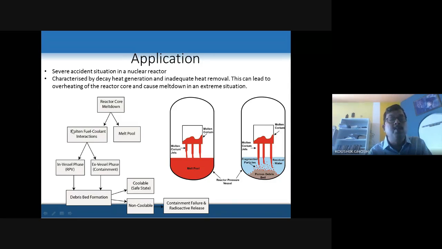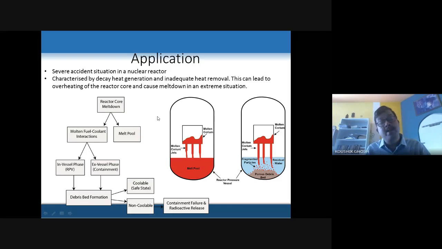This phenomenon is called molten fuel coolant interaction or molten particle coolant interaction. There is a melt pool, and later it gets solidified and forms a bed, called a debris bed. This debris bed may be in a safe state because it is coolable, but again, if there is some safety failure, it may be non-coolable, and there may be containment failure and a spread of radioactivity. So I am giving you one typical example of practical boiling heat transfer.